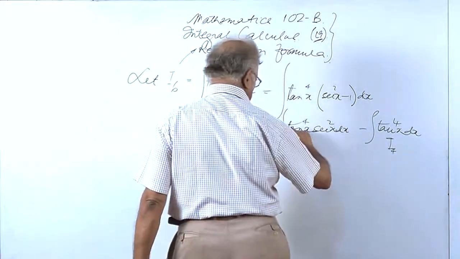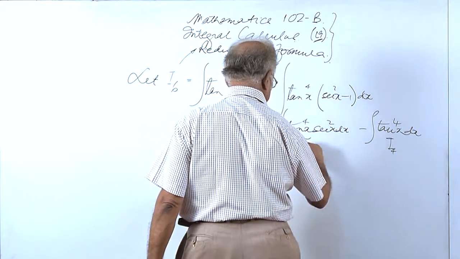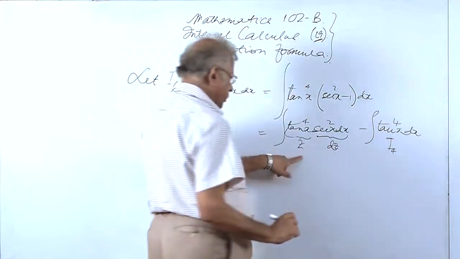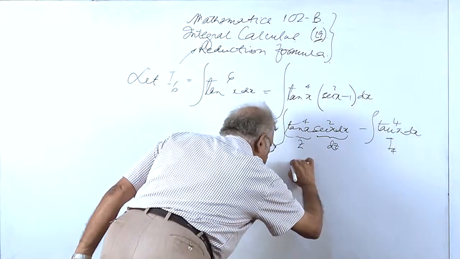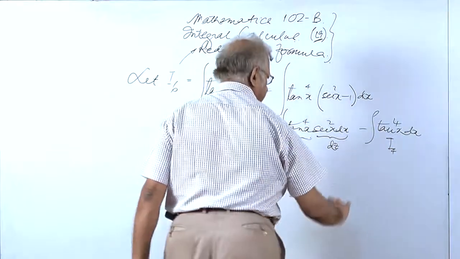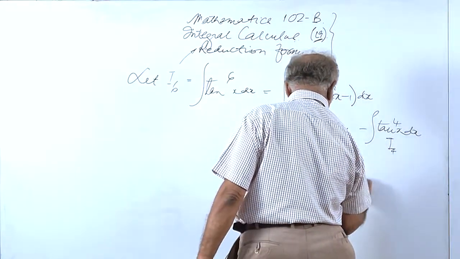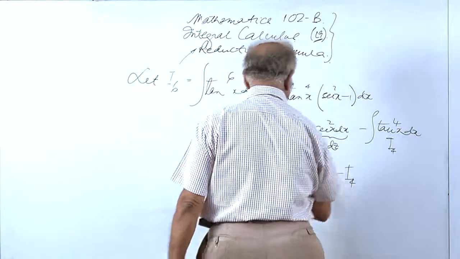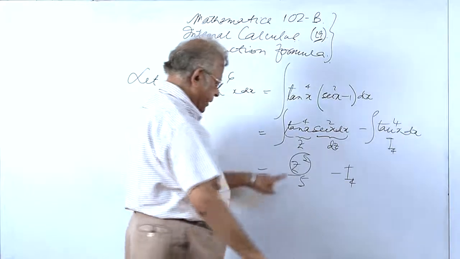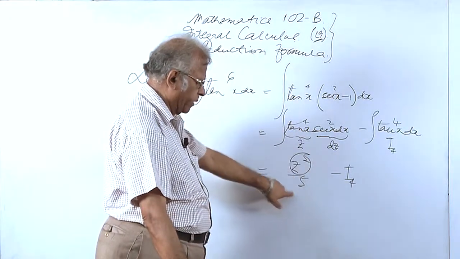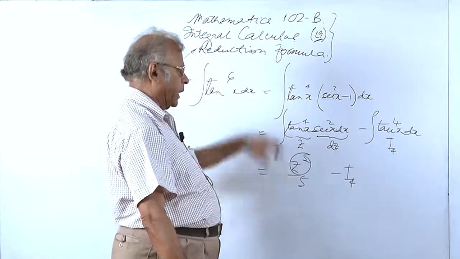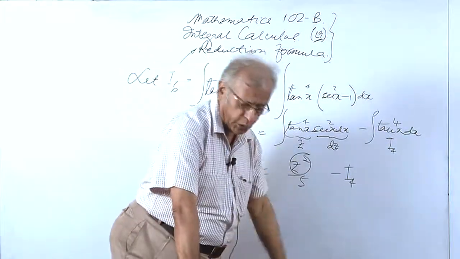This integrates to, if this is z, my friend here is dz, so this is z to the power of 4, so he becomes equal to z to the power of 5 by 5 minus I4. This is of course tan x. So this is the result for I6: tan x to the power of 5 divided by 5 minus I4, which we have evaluated just in the previous example, and that value can be just substituted.